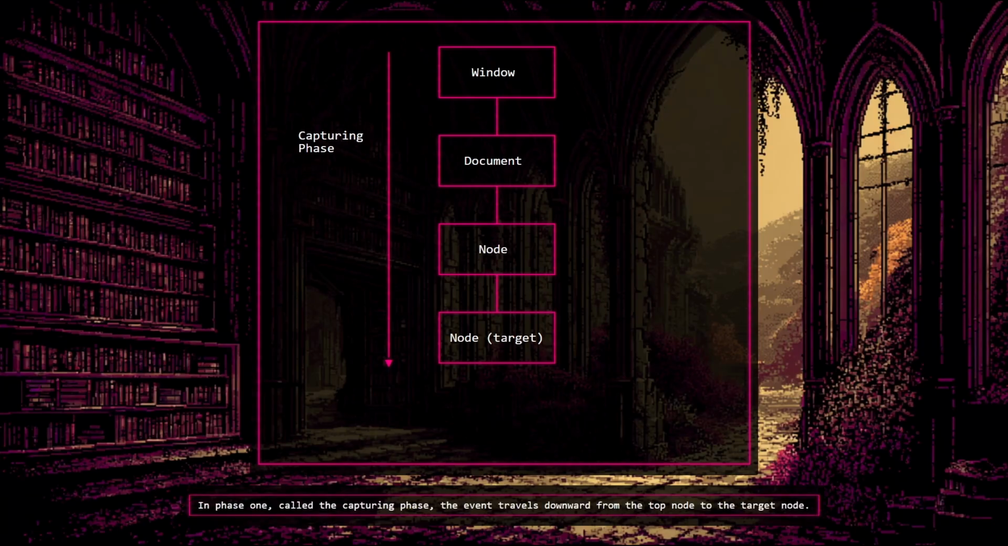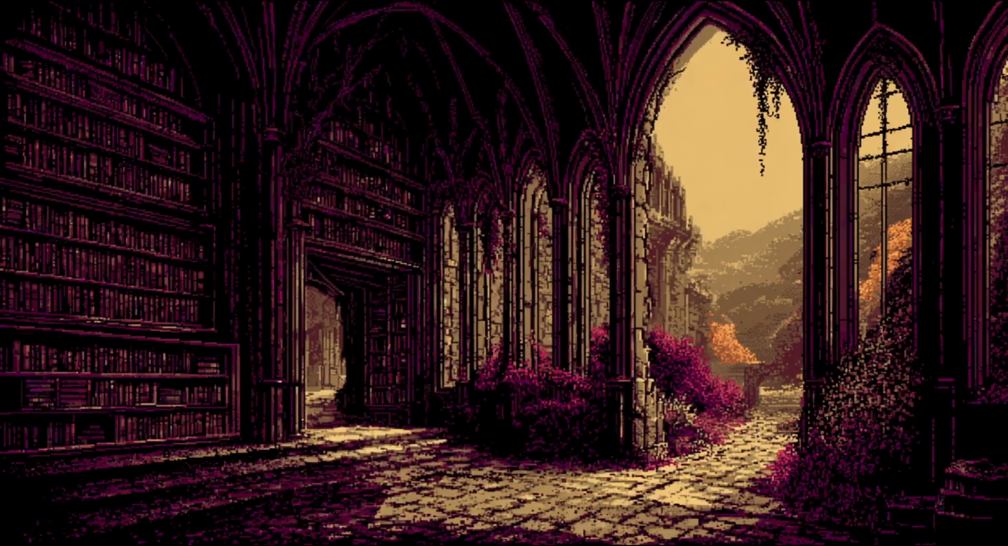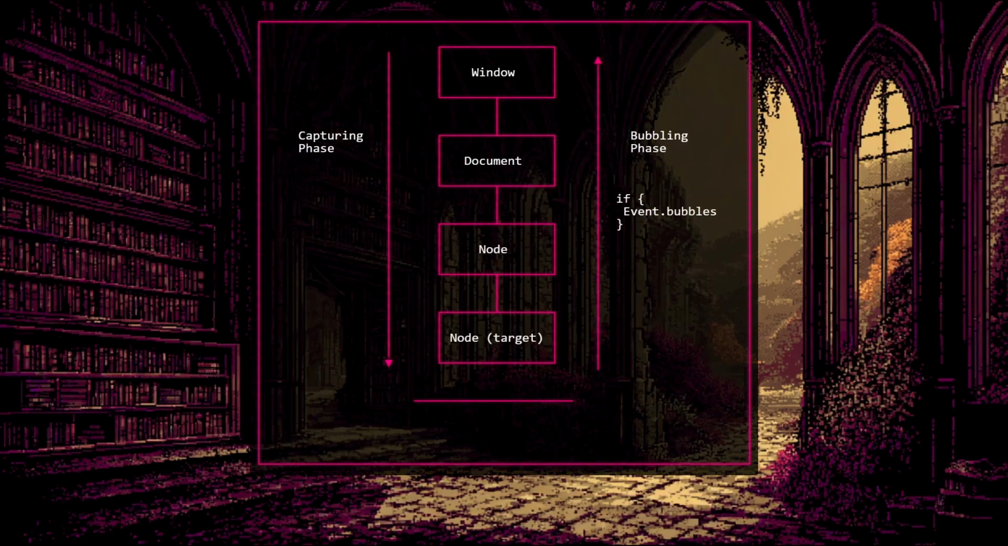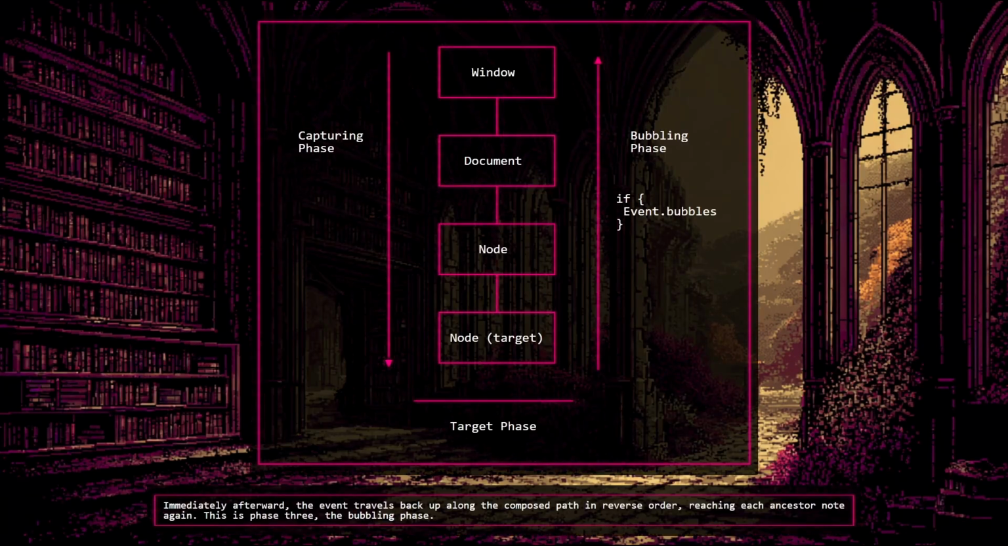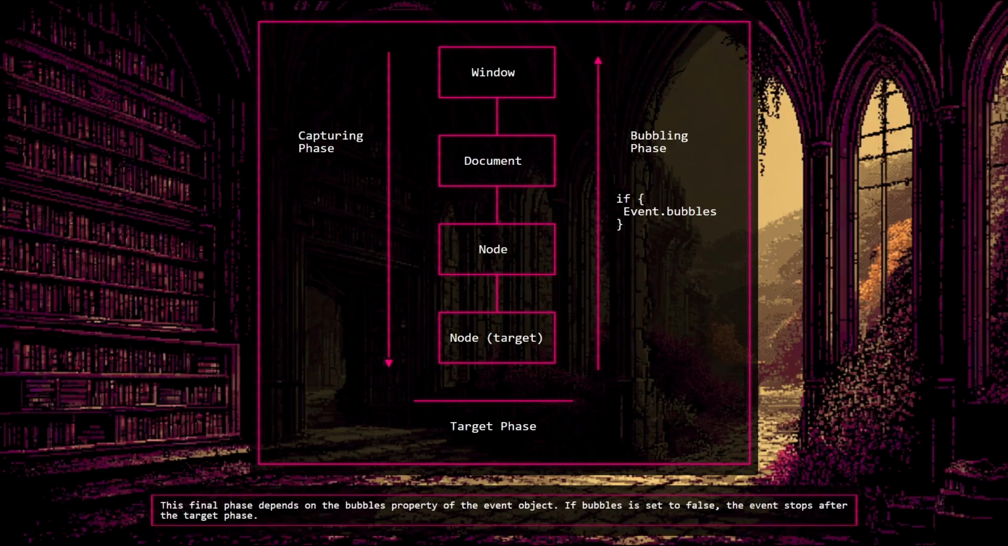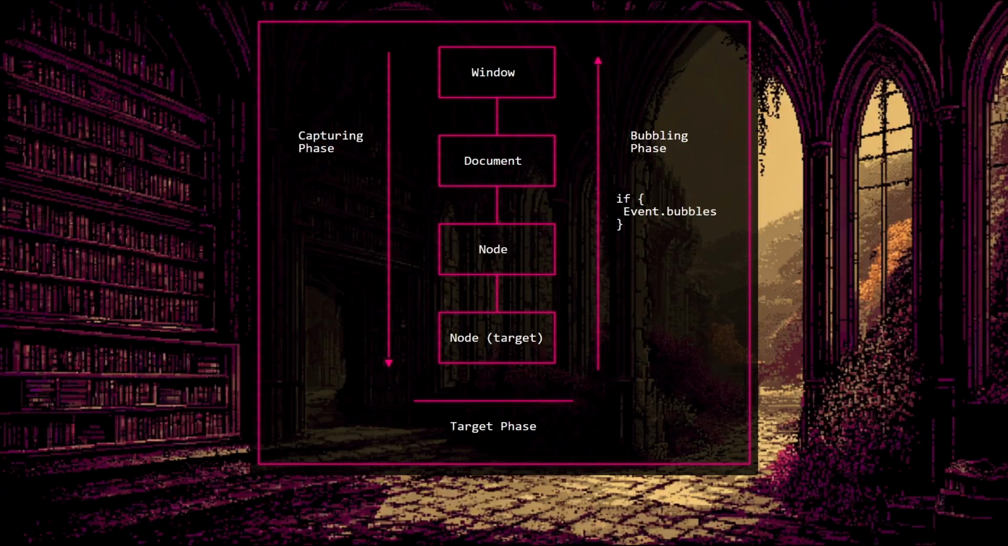In phase 1, called the capturing phase, the event travels downward from the top node to the target node. When the event reaches the target, phase 2 begins, the target phase. Immediately afterward, the event travels back up along the composed path in reverse order, reaching each ancestor node again. This is phase 3, the bubbling phase. This final phase depends on the bubbles property of the event object. If bubbles is set to false, the event stops after the target phase.